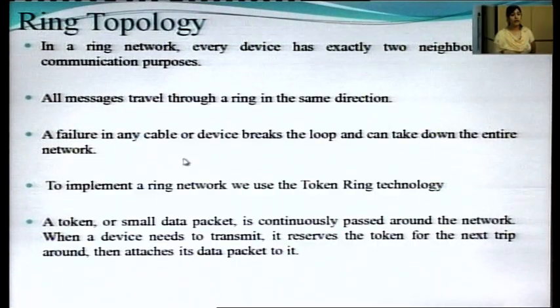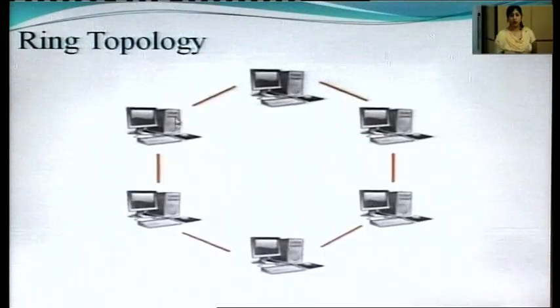A failure in any cable or device breaks the loop. Note down this concept. A failure in any cable or device breaks the loop and can take down the entire network. If this cable breaks or this system breaks down, then the network breaks. Nobody can transfer data on this network. This is the main drawback of ring topology.